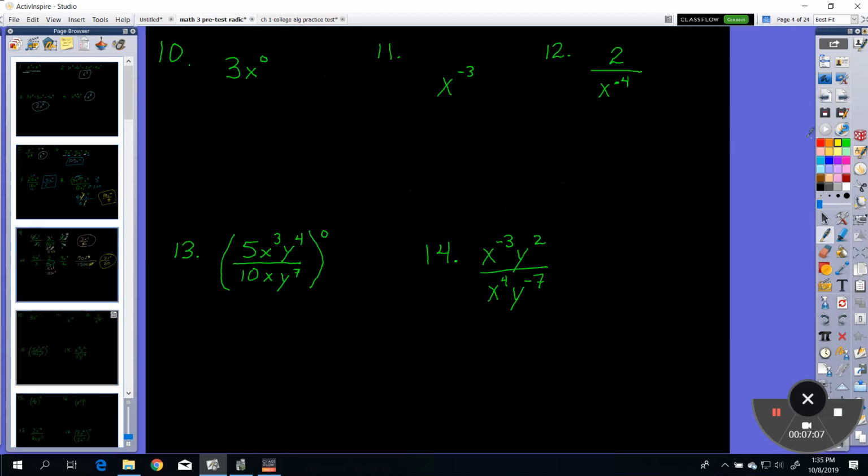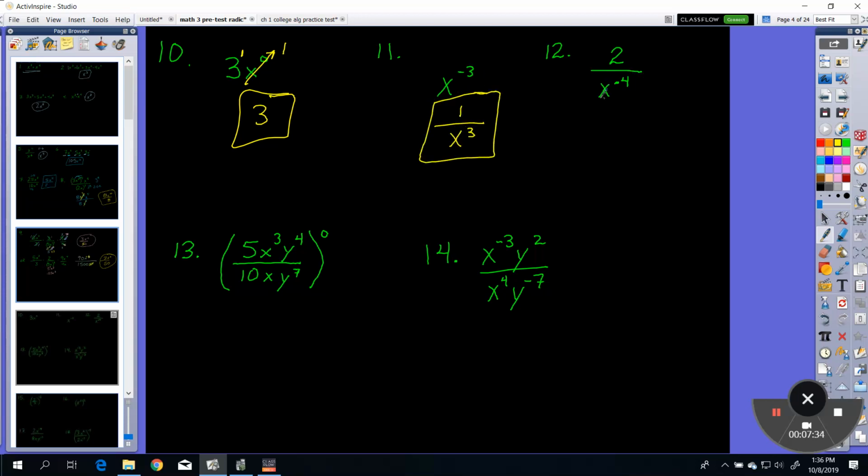Okay, number 10. Anything to the 0 power is 1. So this 0 power is only with the x. This is really 3 to the 1 power still. So this x to the 0 just turns into 1. So 3 to the 1 power times 1 is just 3. A negative exponent moves it from the top to the bottom. So this x to the negative 3 was on top, so it moves it to the bottom, so that's 1 over x to the third.